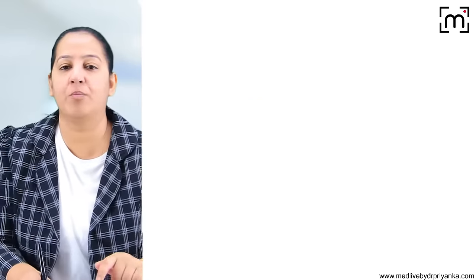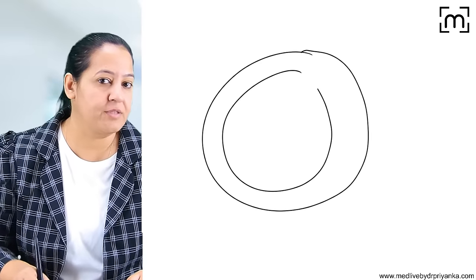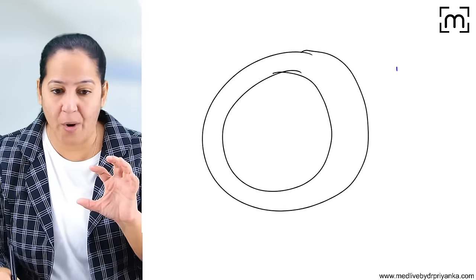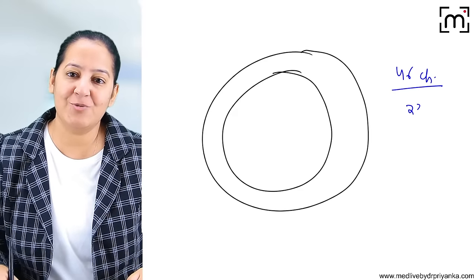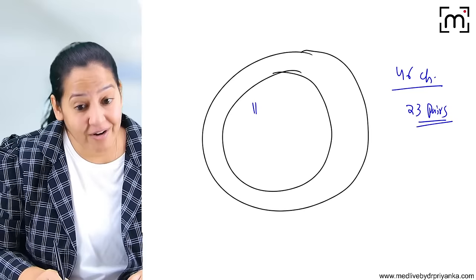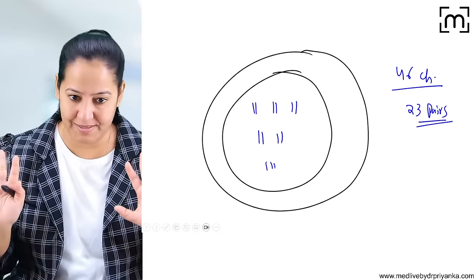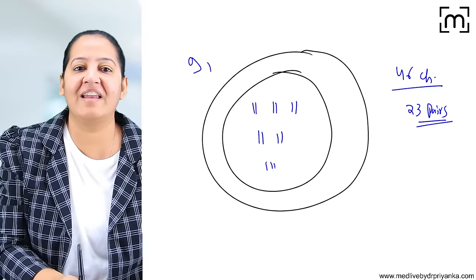Now tell me, this is any human cell, and this is its nucleus. How many chromosomes do we have? We all have diploid cells, that is 46 chromosomes. Instead of saying 46 chromosomes, it is better to say 23 pairs: pair number 1, 2, 3, 4, 5, likewise 23 pairs. I'm not interested in all pairs. I'm interested in two pairs, pair number 9 and 22.